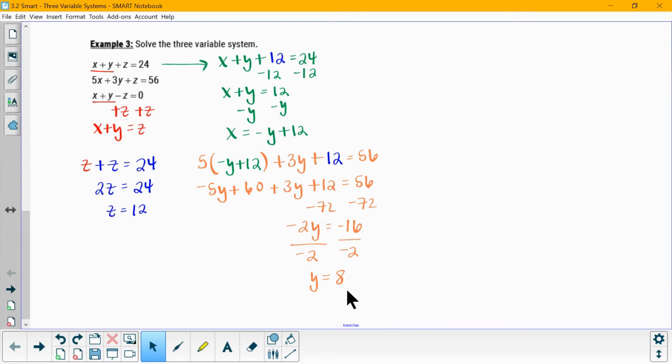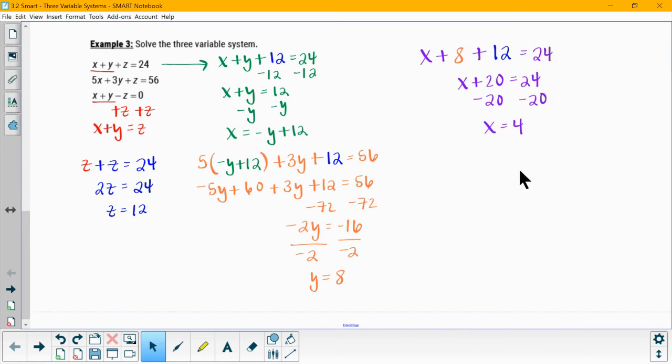Now, the only thing I have to solve for is x. You really could pick and choose whatever you wanted to do. I actually went into my first equation again and plugged in x plus 8 plus 12 equals 24, which gave me x equals 4.